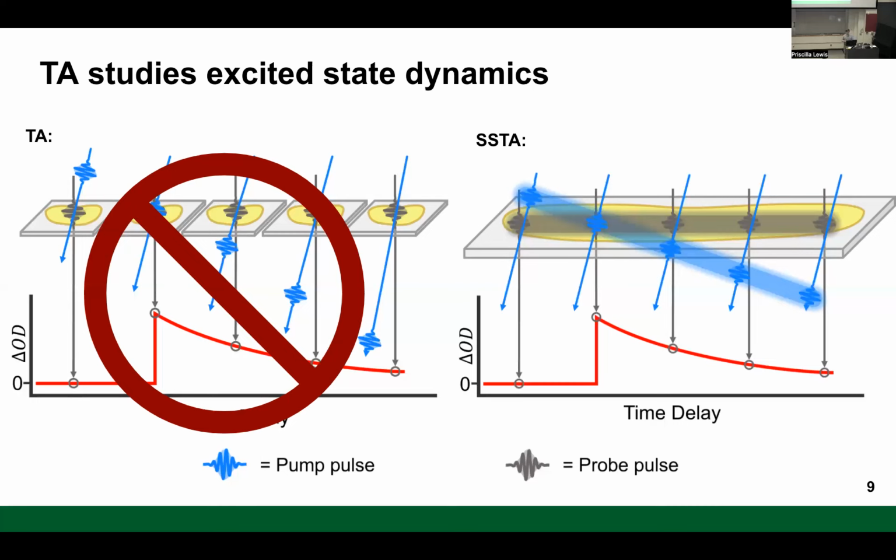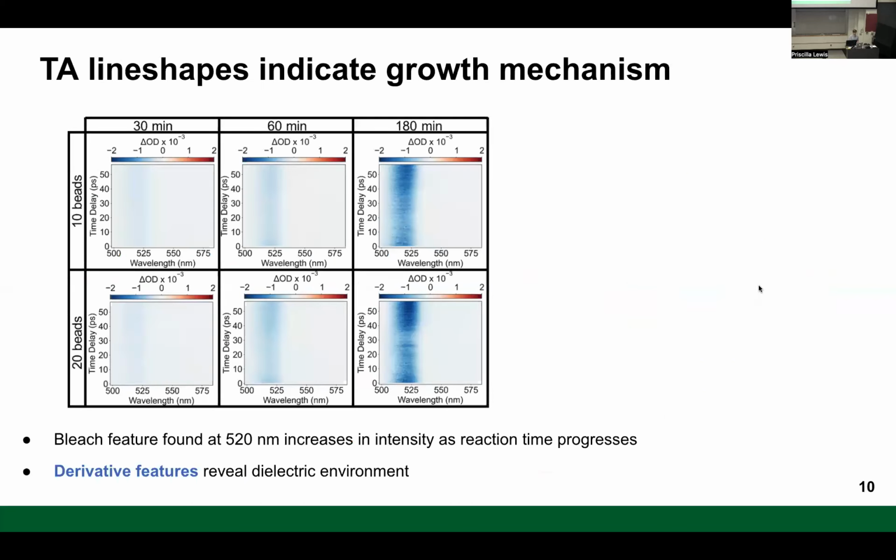What's great about SSTA is that it allows us to achieve good signal to noise in about a minute, as opposed to the hour for traditional transient absorption. This makes it really great within the scale of our synthesis. So then Layla and I decided to move forward with some SSTA measurements. First, we did a 10-bead synthesis and a 20-bead synthesis.